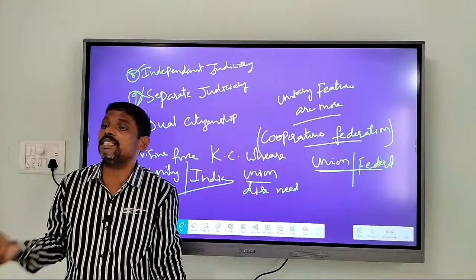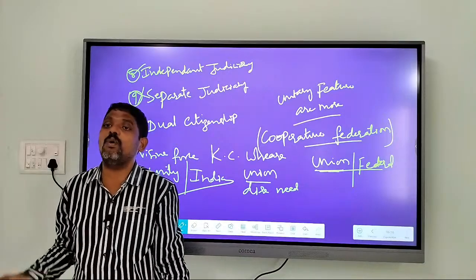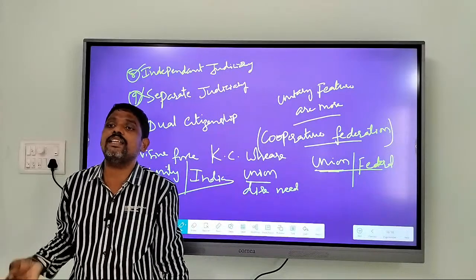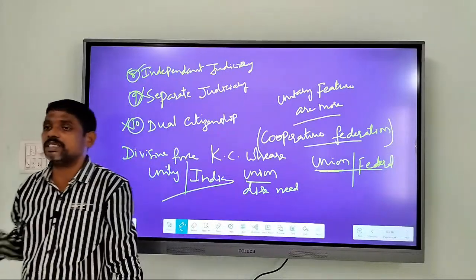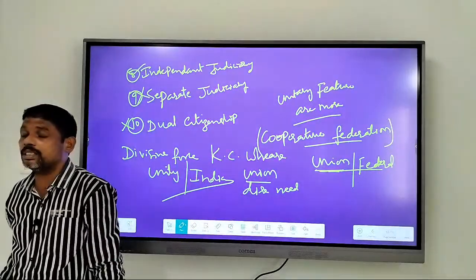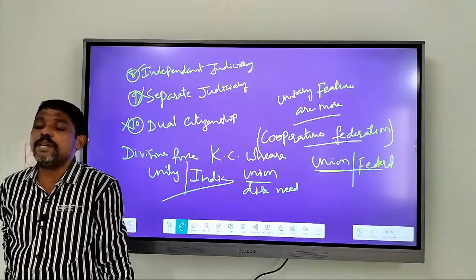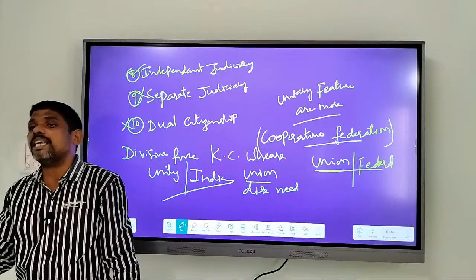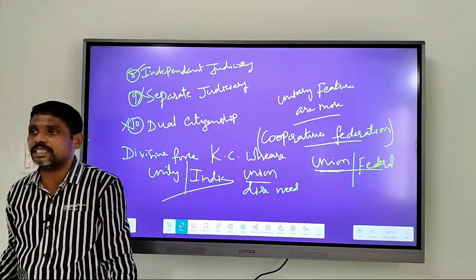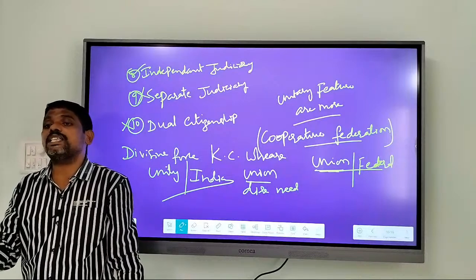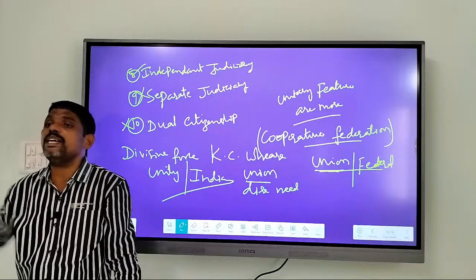Because today states are given more administrative responsibility, and without financial powers it is not possible for the states to discharge their responsibilities. So financial powers and taxation powers are essential. If you take taxation powers, the revenue generating capacity of the Union is more when compared to the states.